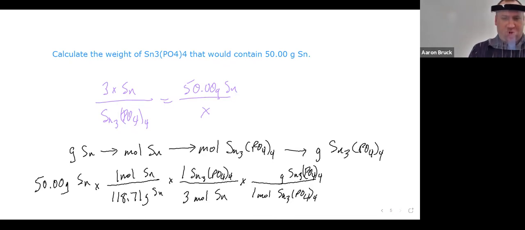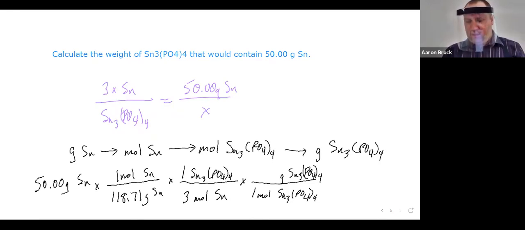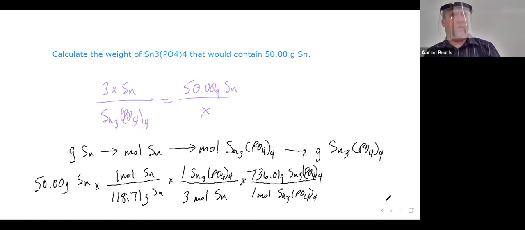And this one's more of the labor of love because this is a big compound. It's going to have a large mass. 118.71 times 3 for tin, 30.97 times 4 for phosphorus, 16 times 16 for oxygen. The molar mass of tin 4 phosphate is an obscenely ridiculous 736.01 grams per mole.